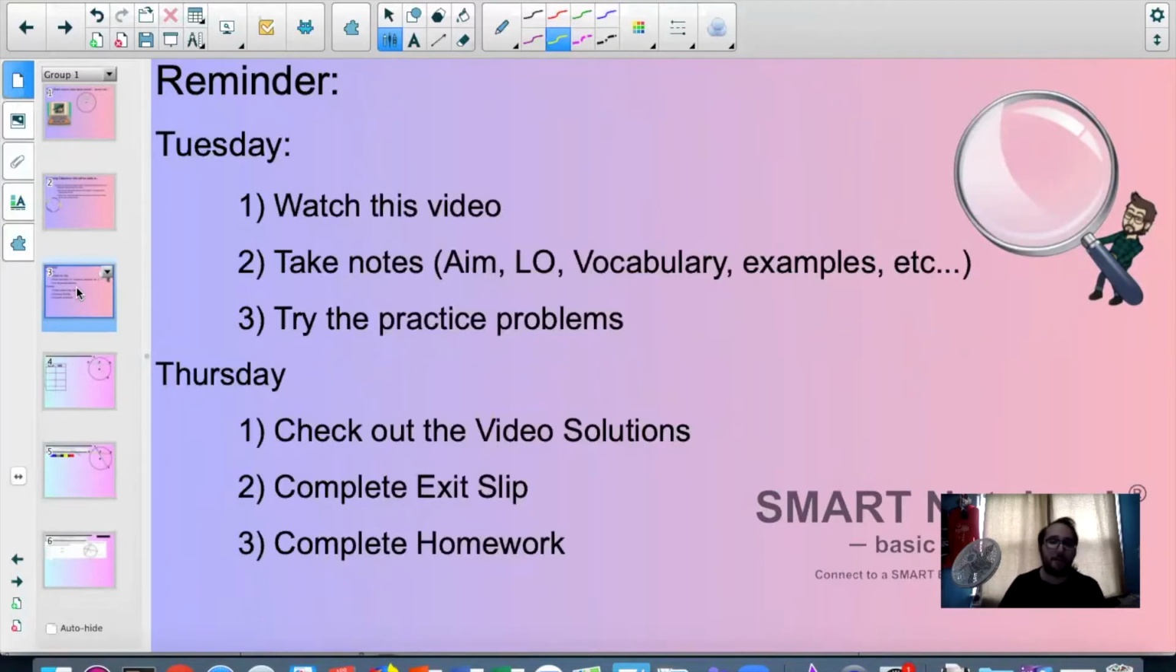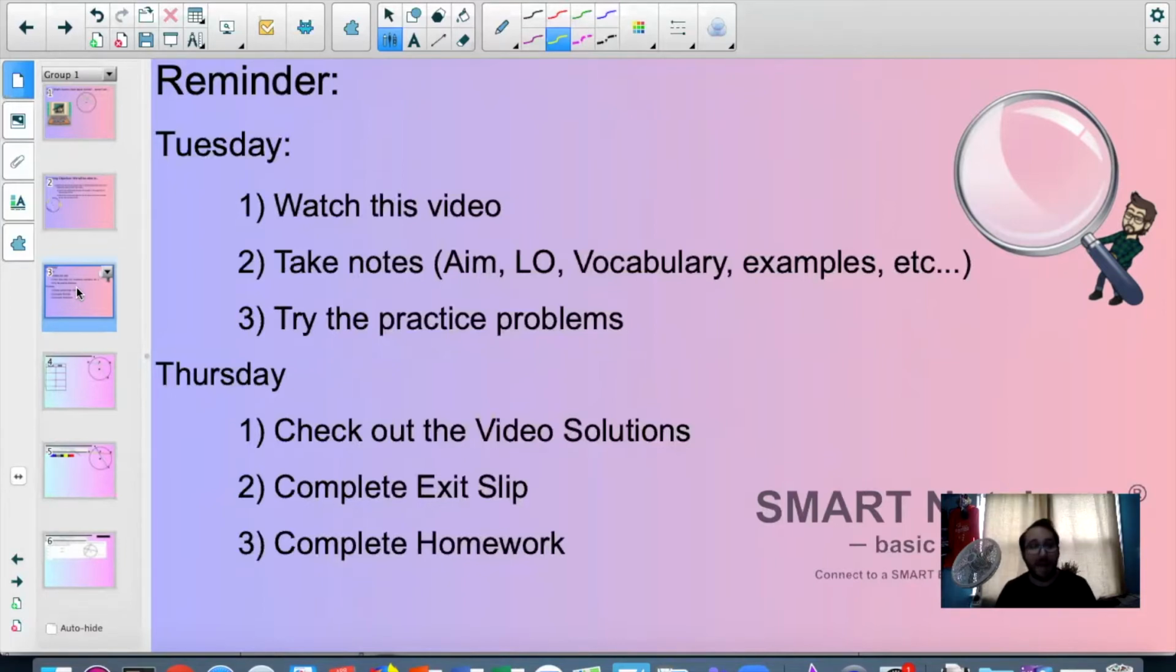Also, if you didn't write down the aim and learning objective, you should pause the video, go back and do that, because that's one of the things that gets you to a 4. Remember to look at the rubric that we posted on Google Classroom, because that's going to tell you how to get those grades. In addition, the practice problems are posted today.